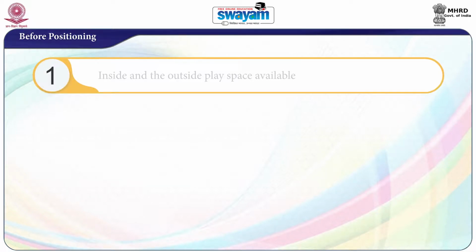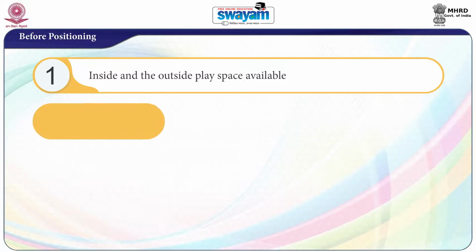The facilitator or educator should closely observe the whole physical environment where the child is to spend his time. The educator should also decide how to place materials and equipment that would assist the child's learning at its best. The following are the aspects that have to be decided by the educator before adopting positioning as a teaching strategy. The inside and the outside play space that is going to be made available for the children.